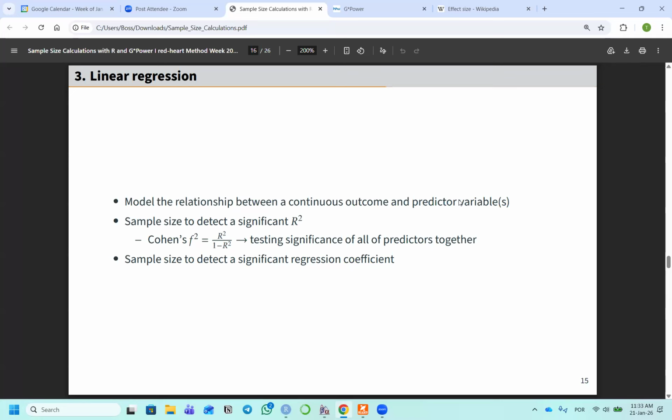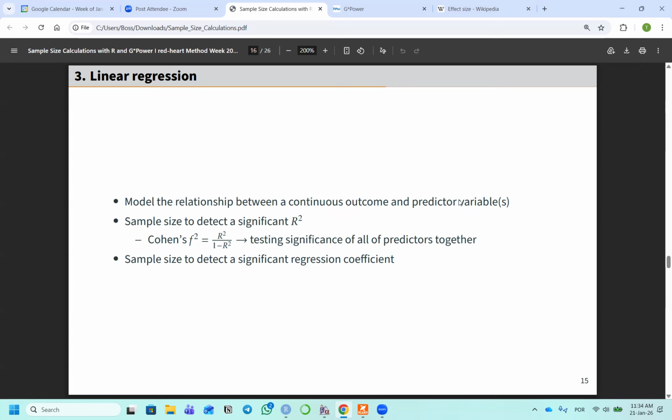Okay, the third one is linear regression. As everybody knows, in linear regression we have one outcome and some covariates, whether they are continuous or categorical in nature. We try to see the effect of these covariates on our outcome. When we fit a linear regression, we have some quantities of interest. The first one is R square, the coefficient of determination, which tells us how much of the variation in our dependent variable is explained by those covariates.